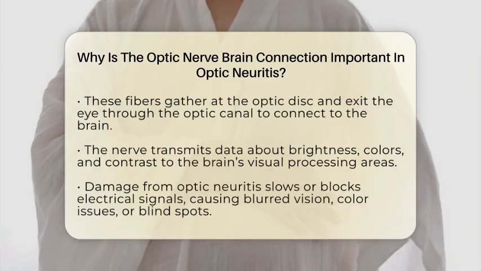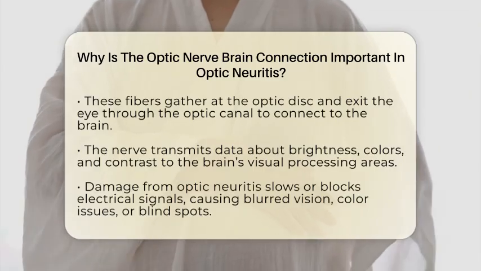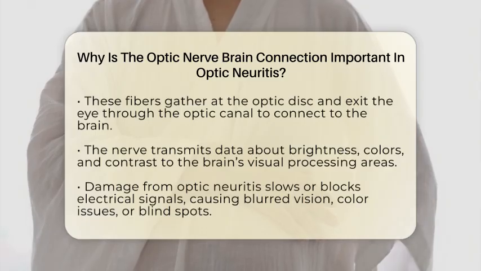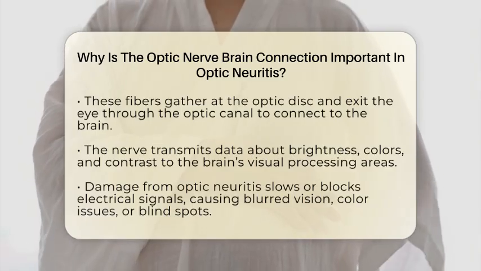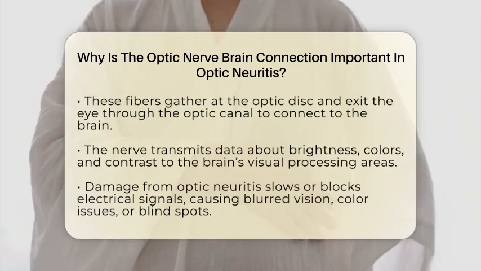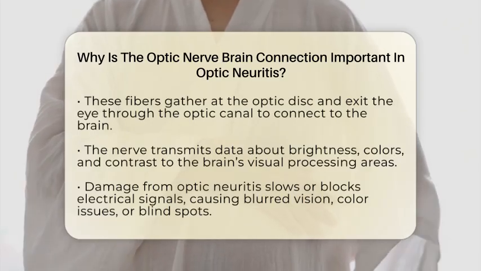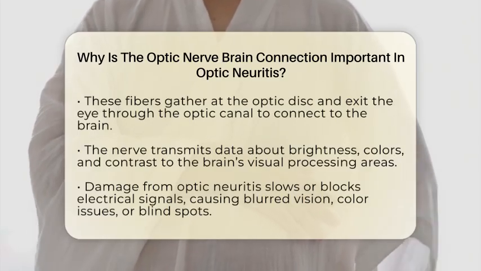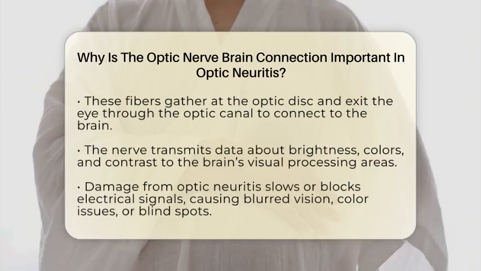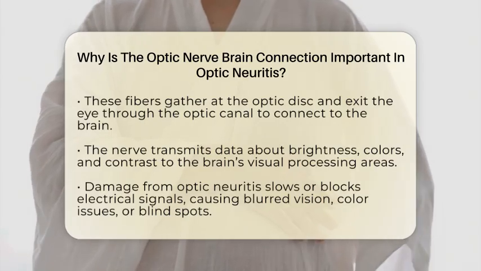It carries all kinds of visual data, including how bright things are, colors, and contrast. This information is sent to a part of the brain called the lateral geniculate nucleus and then to the visual cortex in the occipital lobe, where your brain turns these signals into the images you recognize.